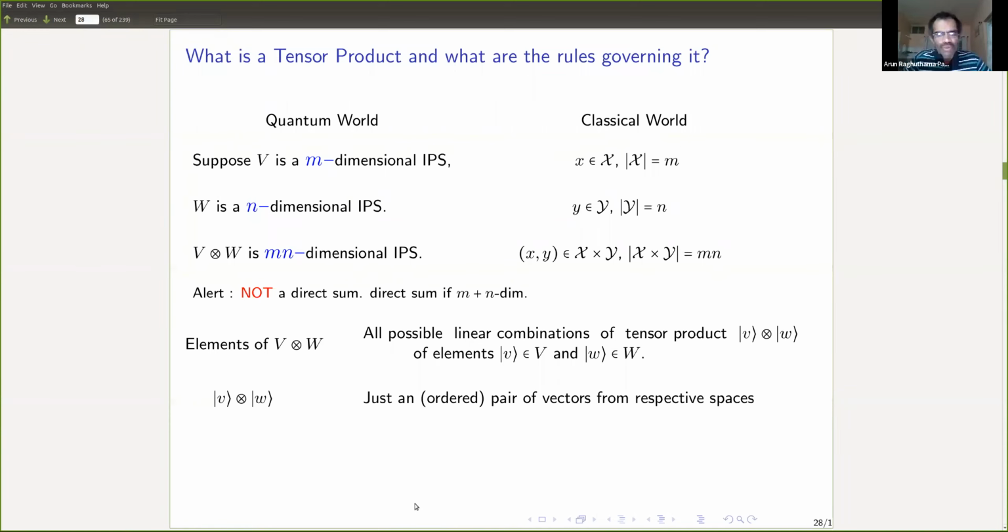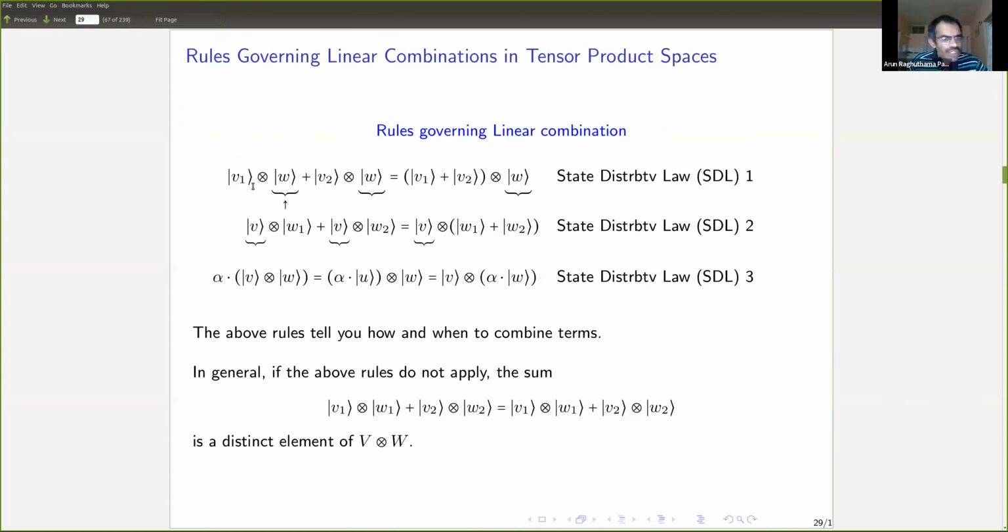Okay, so I'll give you some simple rules. There are three state rules and three operator rules. Very simple. So V1 tensor W plus V2 tensor W is equal to V1 plus V2 tensor W. So if your second component is the same, you can add the first component. Similarly, if your first component is the same, then how do you add two vectors? V tensor W1 plus V tensor W2 is V tensor W1 plus W2. W1 and W2 are living on a Hilbert space H2 or an inner product space H2, so you can always add them, and you add the second component and tensor product with the first component.